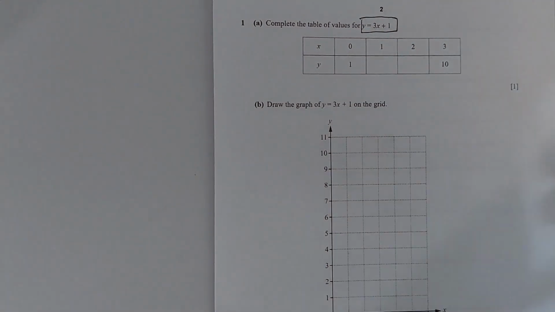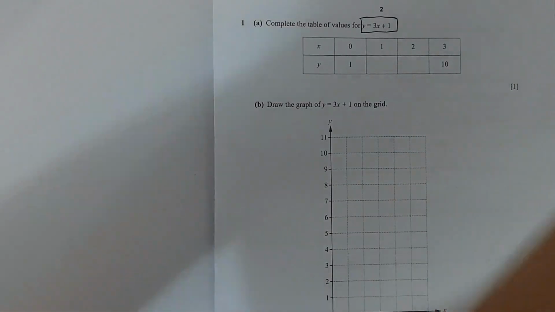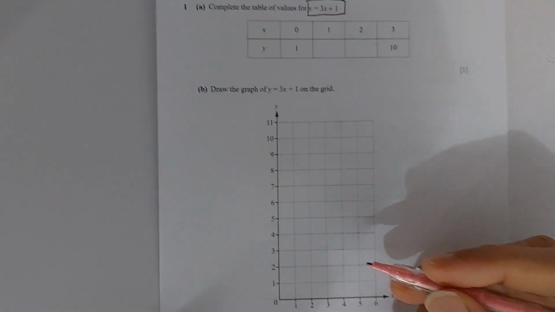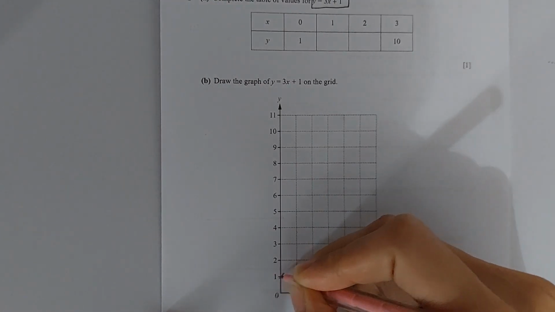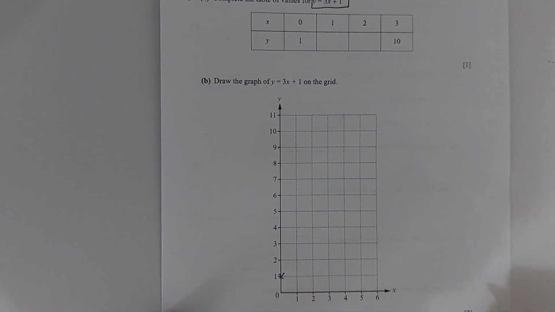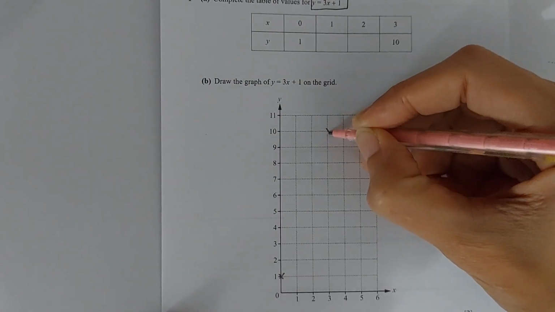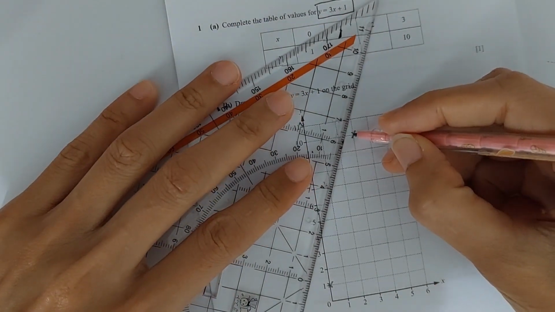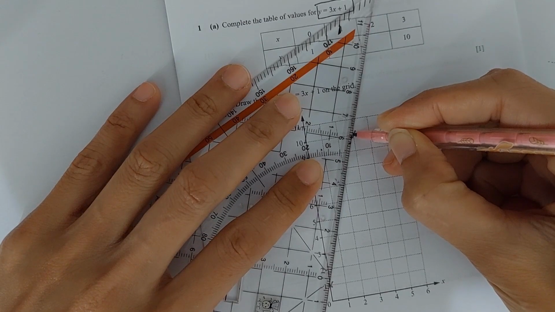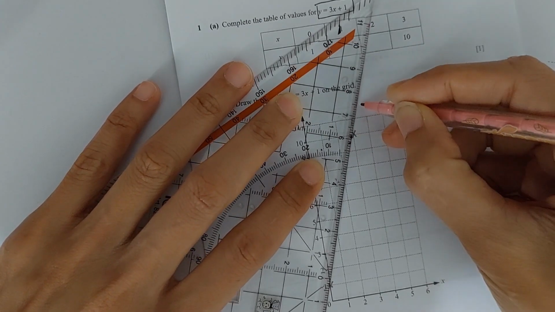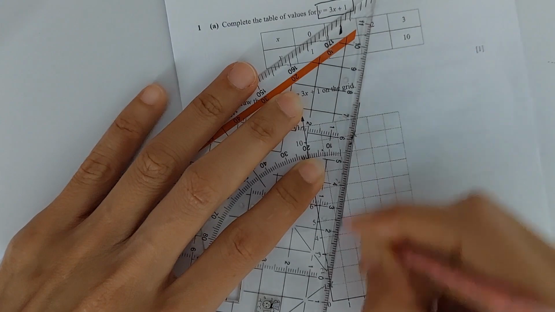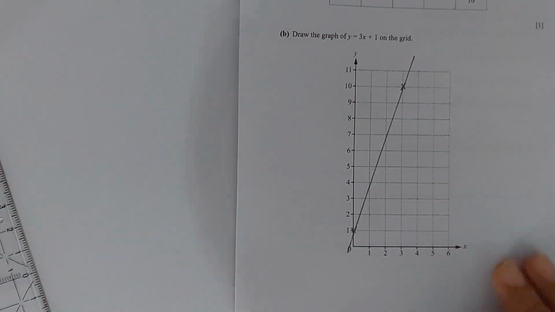(0, 1) will be, oh, I need to use a pencil. Where is my pencil? Wait. I need to find my pencil. (0, 1) will be here. And then after that, (3, 10): 3 on the x-axis and 10 on the y-axis here. And you just connect them. All the coordinates in the table will be passed by this line. So you draw it first, like this.